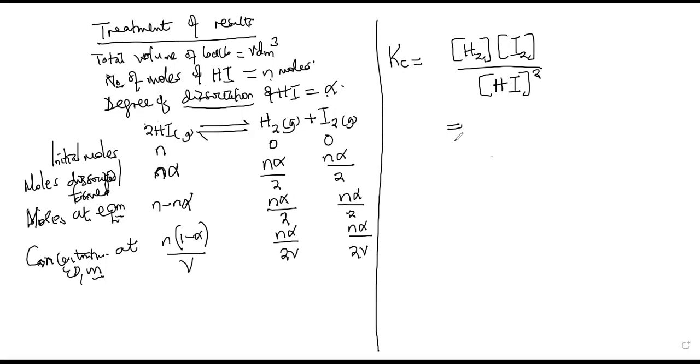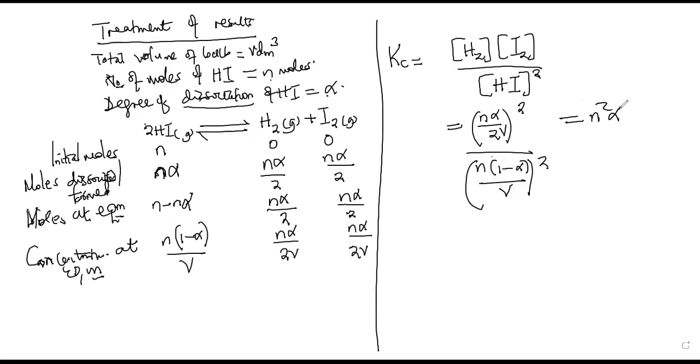So we have N alpha over 2V. Since they are the same, I will just square and I divide by hydrogen iodide concentration squared. So it will be N(1 minus alpha) over V, everything squared. So when you look at this, this is going to be N squared alpha squared over 4V squared, if we are to do it mathematically, then this is going to be N squared (1 minus alpha) squared, everything over V squared.